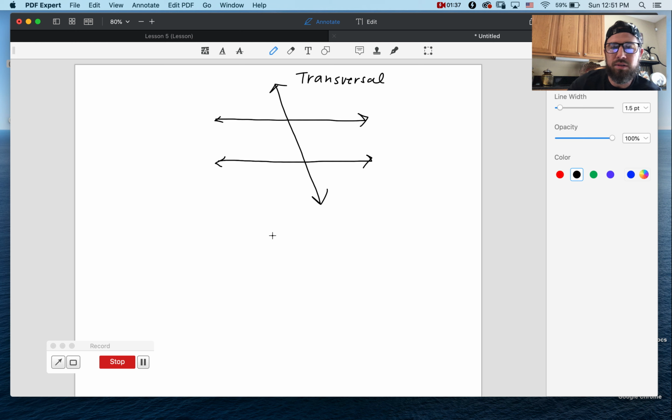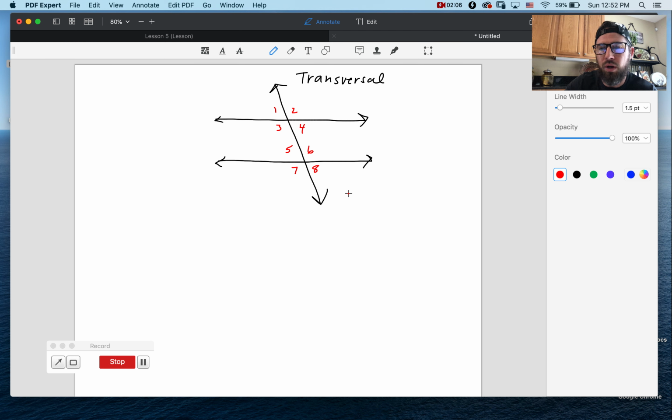Now you can see that we have a lot of different angles. We have angle 1, angle 2, angle 3, angle 4, 5, 6, 7, and 8. So what happens when you have two parallel lines cut by a transversal is that we have 8 different angles, and these angles have different relationships to each other. That's really what today's lesson is going to be about.